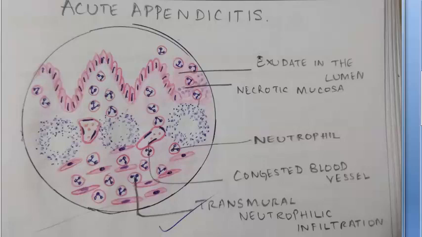Then they will ask you the microscopy. You will say that there is transmural neutrophilic infiltration. Then there can be exudate in the lumen if it is infective, because this is acute condition, right? So there can be congested blood vessels, right? So you can mention a lot of inflammatory material here, okay?